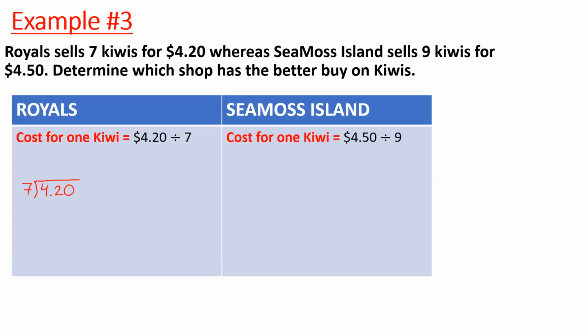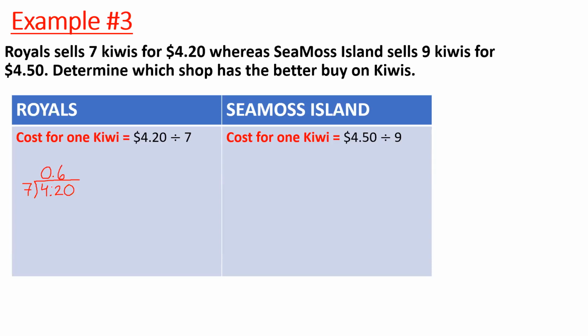Okay, so how many times does 7 go into 42? That's going to be what? 6 times. Not 8, not 8. 6 times. Very good. So you put the 6 after the decimal point.